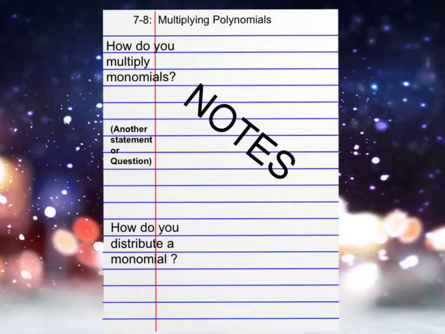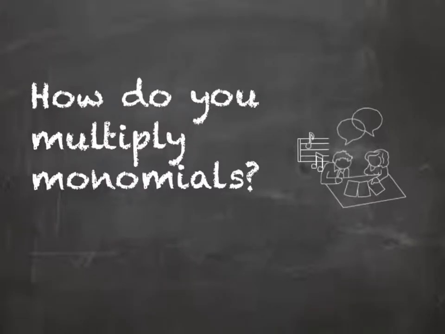This is how your page should be set up for 7-8, multiplying polynomials. I have broken down this section into 4 small videos, and this is the first one. How do you multiply monomials? Let's go ahead and write a 1 on there so you guys know that this is the first video for this section. And we're going to start small. We're going to learn how to multiply monomials, and then we'll work our way up to the 4th video.